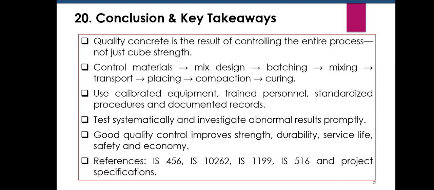So, whenever an abnormal test result occurs, we should investigate the cause promptly rather than simply accepting or rejecting the result without understanding the process. Good quality control improves strength, durability, service life, safety, and economy. As civil engineers, our responsibility is not only to produce concrete that passes the test, our responsibility is to produce concrete that performs reliably throughout its intended service life.